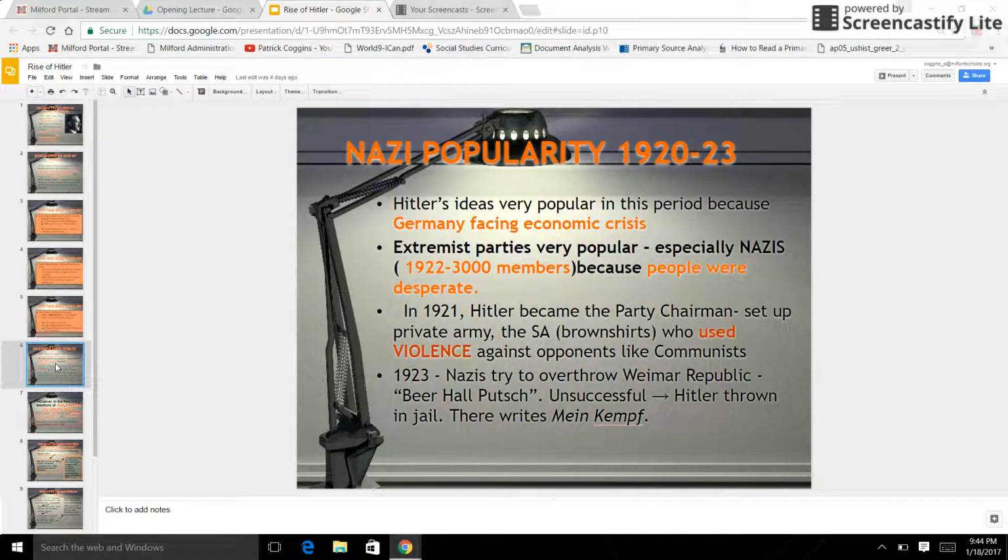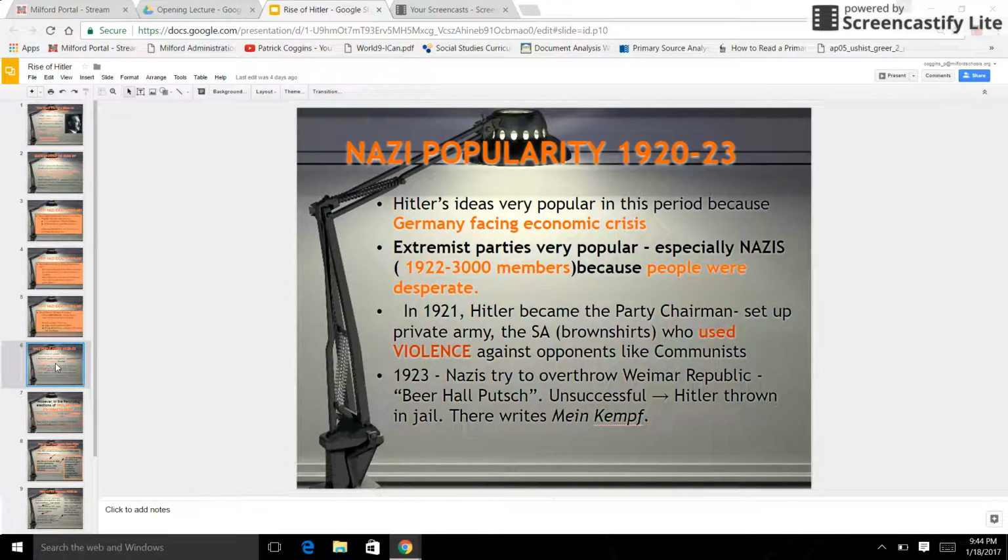Nazi popularity between 1920 and 1923. Hitler's ideas were very popular in this period because Germany was facing a lot of economic problems. Extreme parties such as the Nazis were very popular.